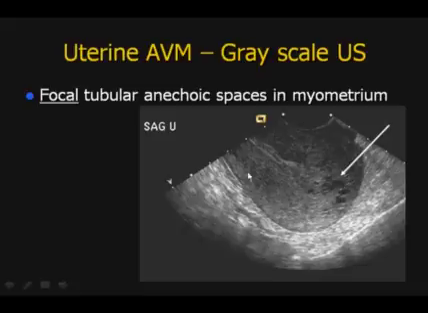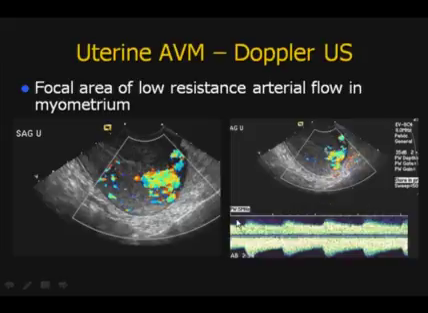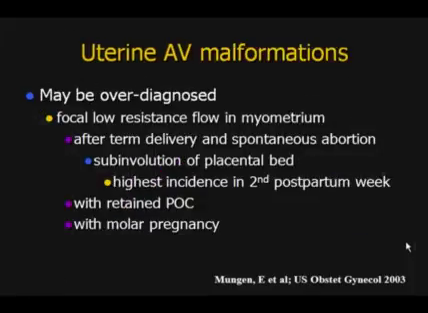Here's a patient, retroverted uterus, transvaginal scanning, sagittal view. We see all these little cystic to tubular spaces in the myometrium. And then with color and spectral imaging, we show this focal increased vascularity with low resistance arterial flow that's typical of a uterine AVM.